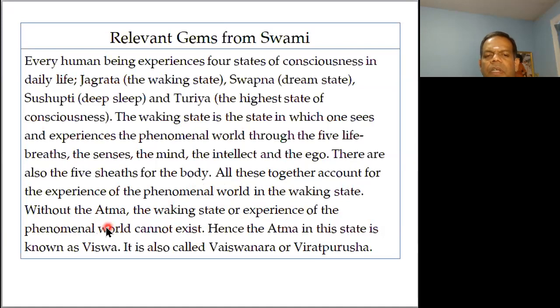Without the Atma, the waking state or experience of the phenomenal world cannot exist. Hence, the Atma in this state is known as Vishwa. He is also called Vaishvanara or Virat Purusha. So the Lord who is present in everyone who is awake, Jagrata, is called Vishwa or Vaishvanara or Virat Purusha. That's what we see around the world. That's why it's called Vishwa, meaning world. World which is filled with that Vishwa, Vishnu. Okay, so Swami is Jagradbhyaha Namaha.